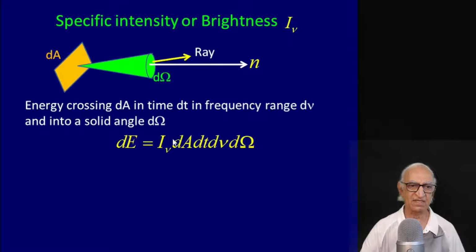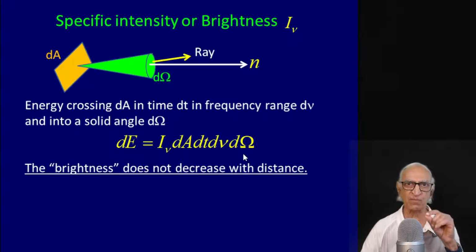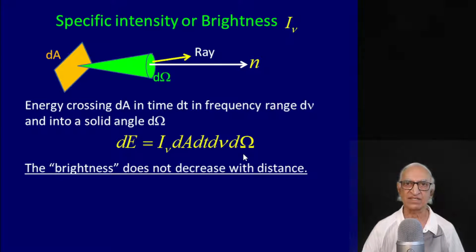That energy defines our specific intensity or brightness through this relation that dE is equal to I nu, the specific intensity at the frequency nu, multiplied by dA into dt into d nu into d omega. The most important property of the specific intensity or brightness is that it is a constant along the ray. It does not decrease with distance, unlike the concept of intensity which we normally somewhat loosely introduce.